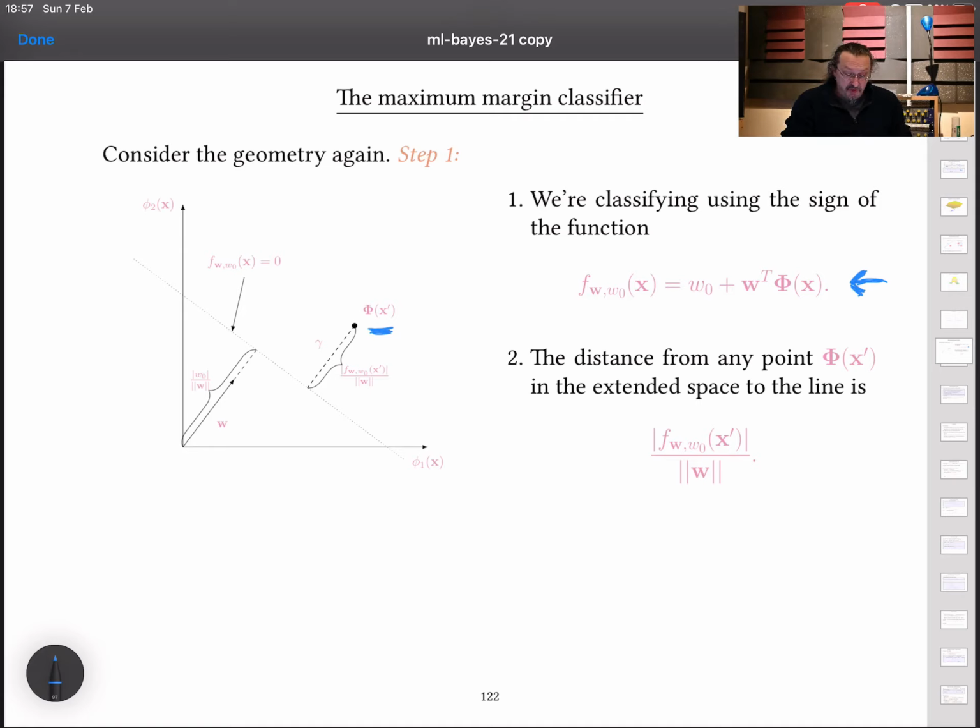Okay, now the margin, which I'm calling gamma, which is the distance from phi of x prime to the decision boundary, given the weights and the bias, just has this value here, and the orientation of the decision boundary is exactly as it was previously. So there's nothing new there.